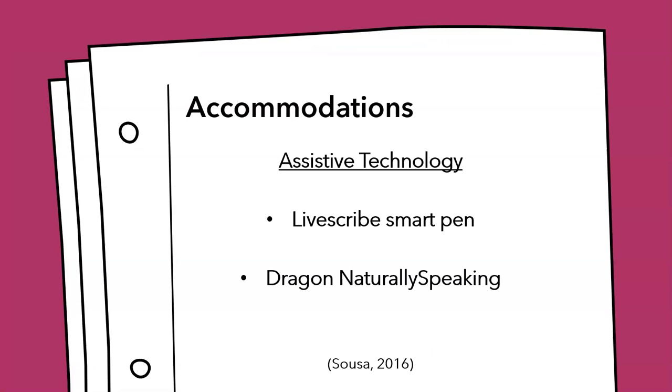Other assistive technologies include the LiveScribe Smart Pen, which keeps track of what the student writes, as well as records audio and can play it back.